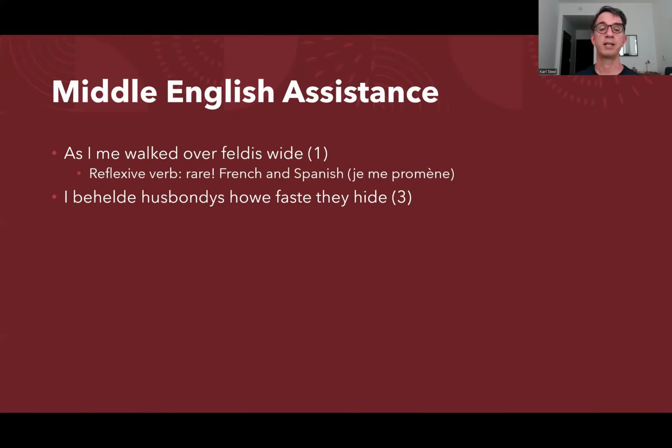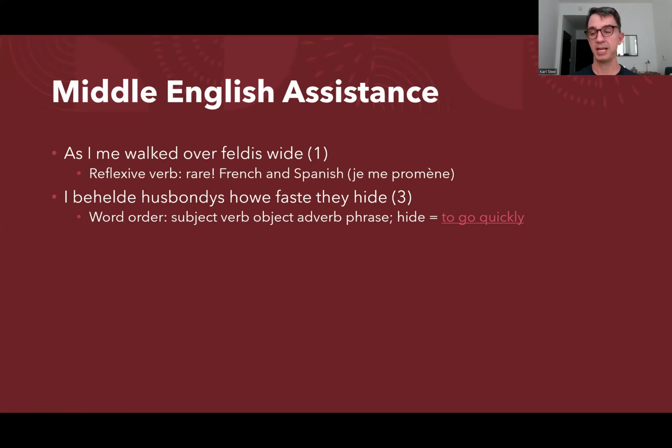"Ye beheld husbands who fast they heed." Now, this has a relatively straightforward sentence structure, but I think the thing is probably a little confusing. So we have subject I, verb beheld, object husbands, meaning farmers, and then "who fast they heed," which is an adverb phrase. Heed in this case means to go someplace. "Hie you hence," if you maybe have heard that phrase. Heed also means to hide yourself. It's a different verb, but they're pronounced the same. They're spelled the same. It's a little confusing. So this whole thing can be done as "to go quickly." I saw how quickly the farmers went to do, etc., etc.